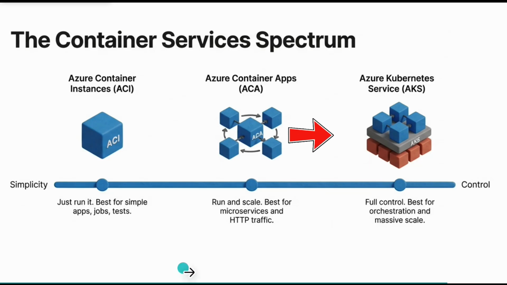Azure Kubernetes Service, also called AKS, is a full control and scale environment. This is managed Kubernetes and it is used when you run many containers, microservices, and need advanced control like networking, security, custom scaling, and DevOps pipelines. You still manage the worker nodes and Kubernetes concepts such as pods, deployments, and services. In short, it is powerful, flexible, but more complex for big, serious container platforms.